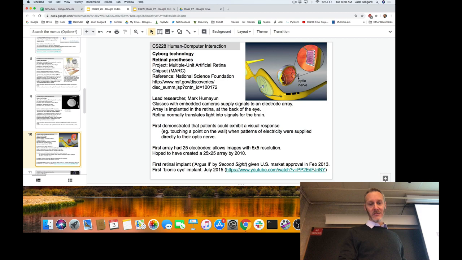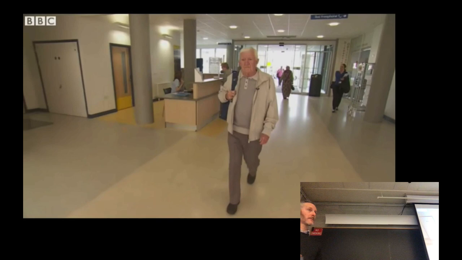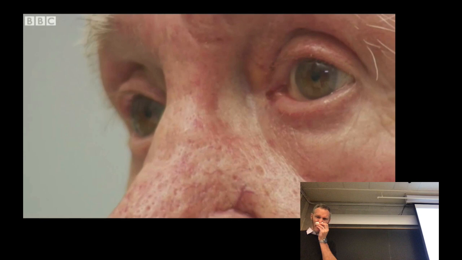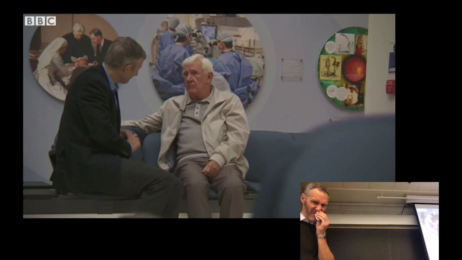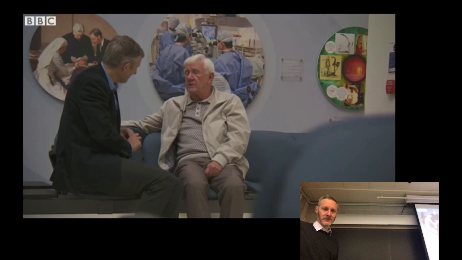This is what the world looks like to Ray Flynn. His central sight is gone and he relies entirely on his peripheral vision. Ray told me it severely limits what he can do. Hi, Ray. I can't use the cash machines. I'd like to be able to go shopping and finding things and doing my own pin number in the mail. I want you to look at the back of your eye.